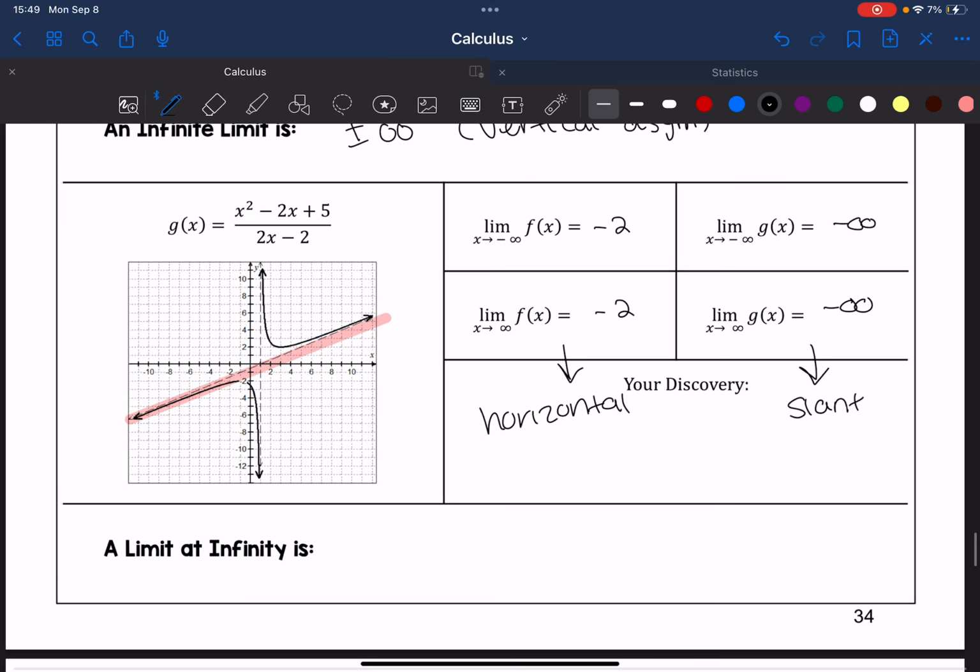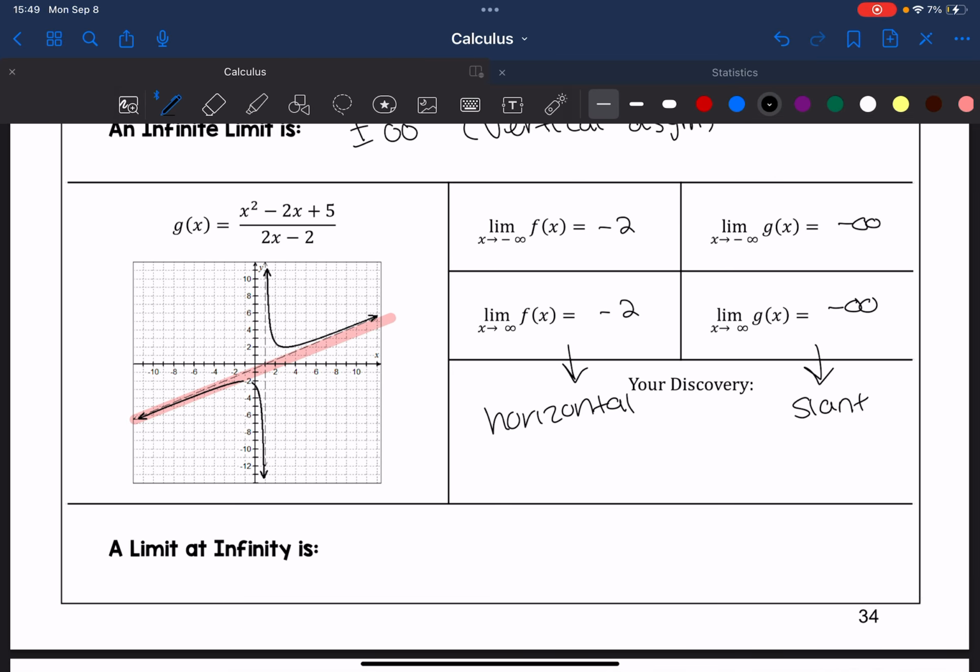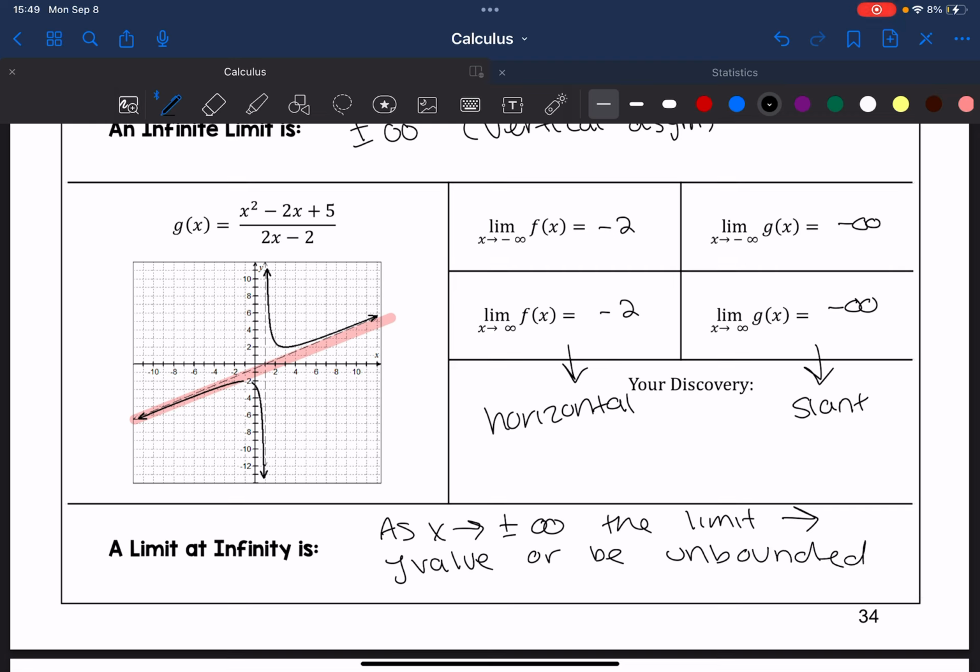So looking at our formal definition, a limit at infinity is the same as saying as x approaches positive or negative infinity, the limit will approach a y value or be unbounded, so negative infinity or positive infinity. Again, this is showing our horizontal asymptote.